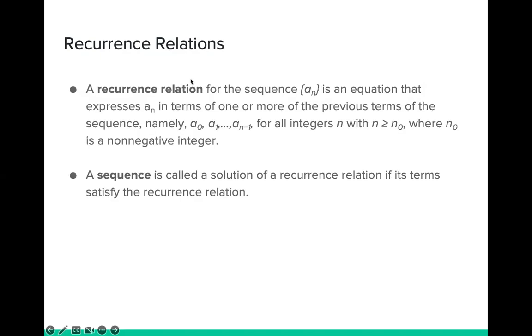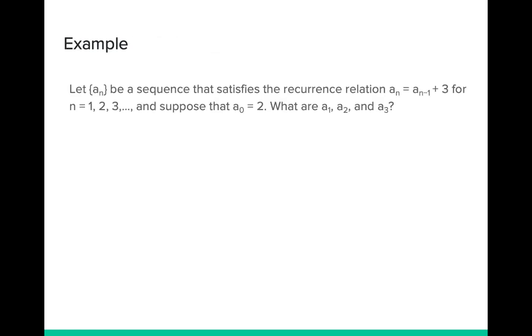A recurrence relation for a certain sequence a sub n is an equation that expresses a sub n in terms of one or more of the previous terms of the sequence, namely a sub 0, a sub 1, up to a sub n minus 1, for all integers n with n greater than or equal to n sub 0, where n sub 0 is a non-negative integer. We can say that a sequence is called a solution of a recurrence relation if its terms satisfy the recurrence relation. So here's an example.